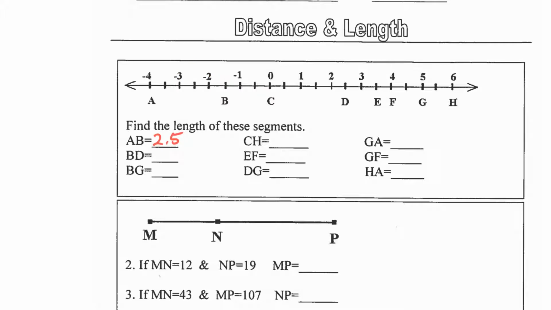So how long is CH? It's 6. You can see C is at 0 and H is at 6. From 0 to 6, that's easy. That's just 6 units. Okay, how long is GA? 9 units. BD? 4. Okay, so good. So you have 1, 2, 3, 4 whole units.